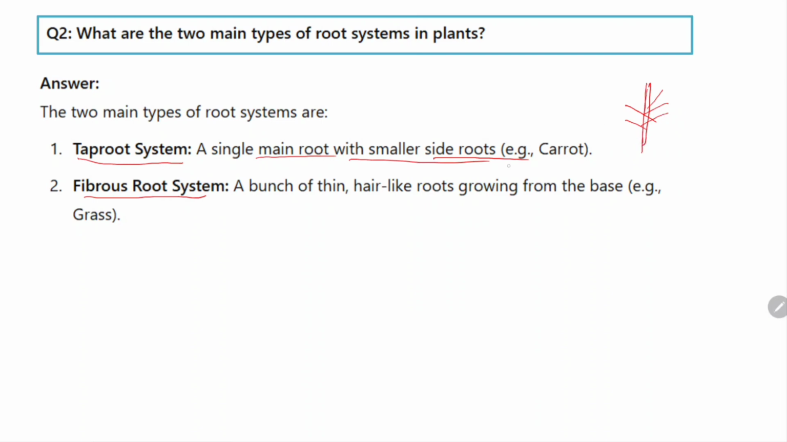So this is the main root here. An example is carrot; you can give radish also, or we have done so many other examples from your book. You can pick up any example and write according to your knowledge. Second, we have the fibrous root system.